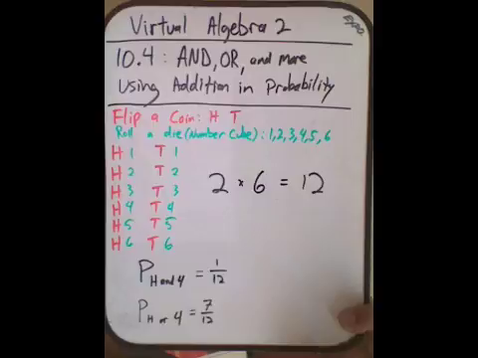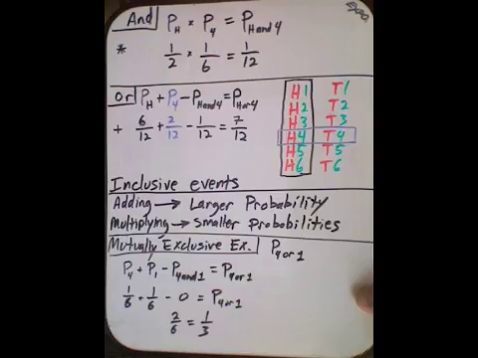And that's much larger than the probability of the and. An and tends to be really picky and hard to satisfy. We have to get heads on the coin and a 4 on the die. That's very picky, that's difficult. And the probability is accordingly very small, 1 out of 12. Now this situation is relatively simple, but when they get more complicated, it's going to pay off if we learn a different way of looking at this.